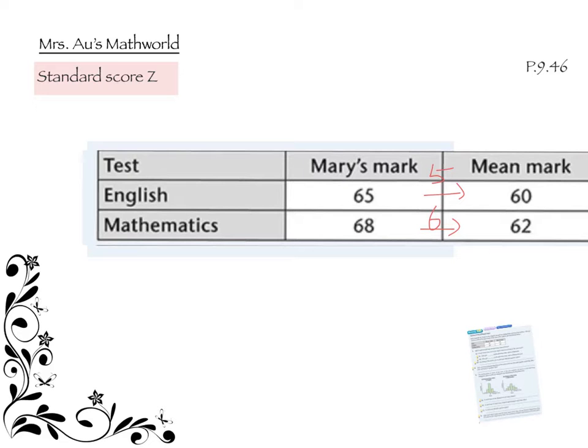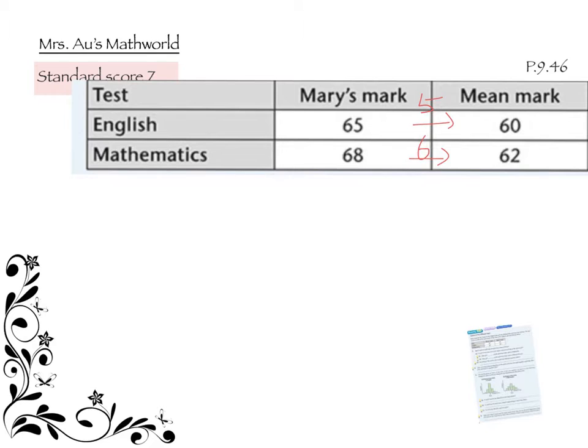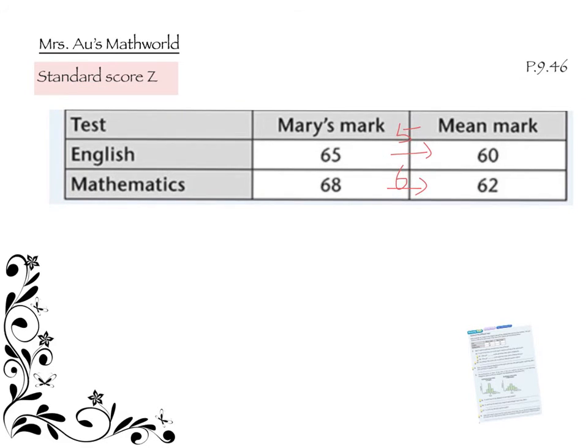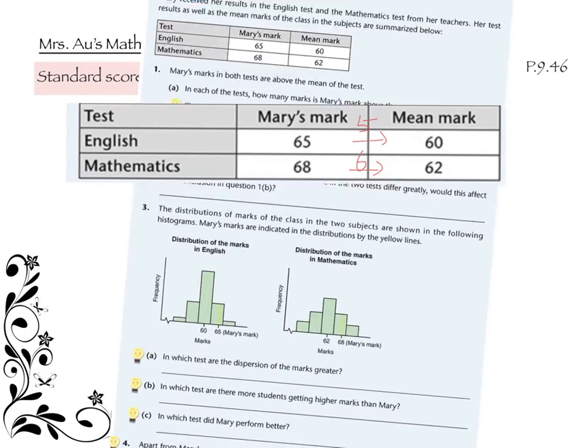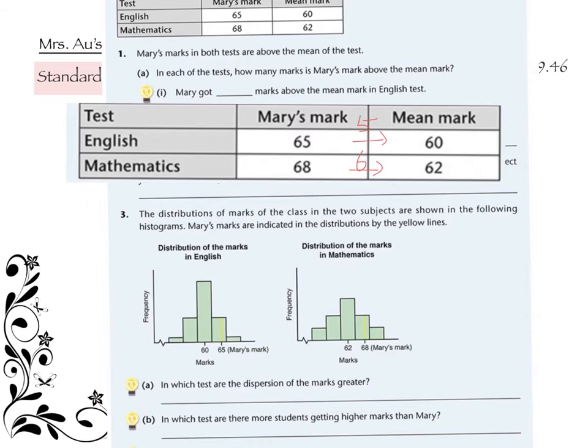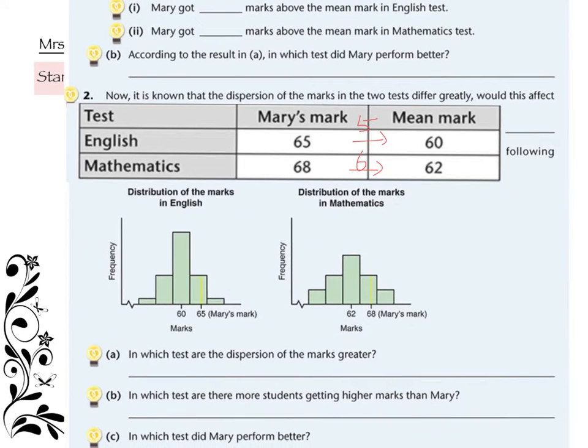Now that we know she is above average, we need to know how the other students perform. So we will use something else to help us. This time you are given the distribution of the marks of the classmates. You see that in English, she is somewhere here. And in math, she's 68. She is also in the second bar, right?